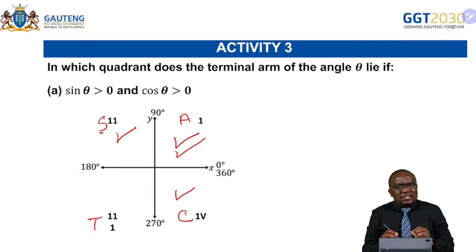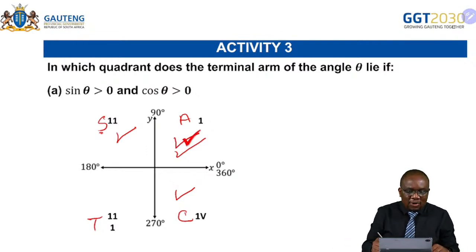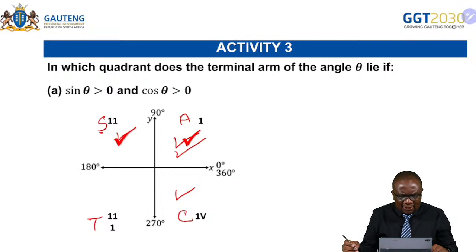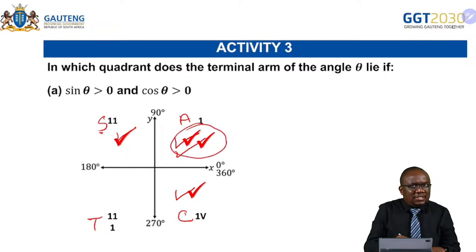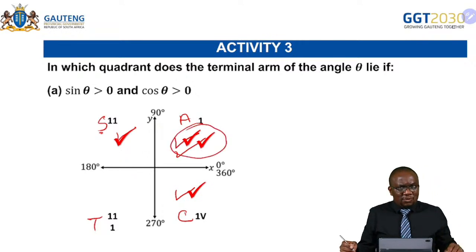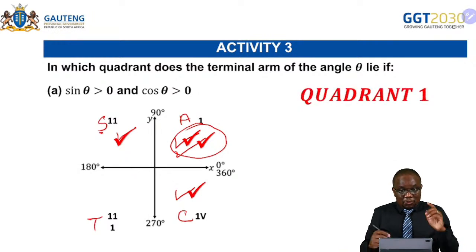Which quadrant meets the 2 conditions? Which quadrant is it? That's quadrant 1. You see that? So that's quadrant 1. Oh, I had my ticks. Okay, let me use my ticks. Right, quadrant 1. You see that? This is the quadrant which meets the 2 conditions. So it means this is quadrant 1. You see that? Okay.